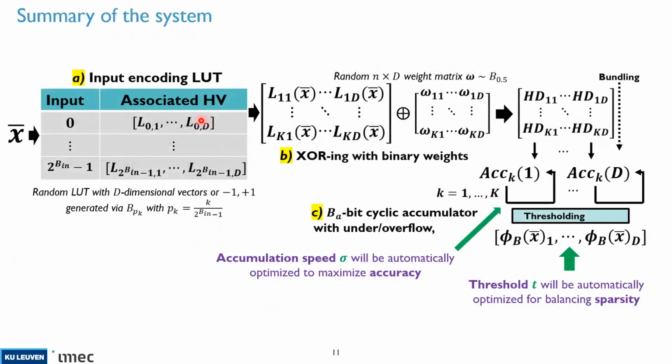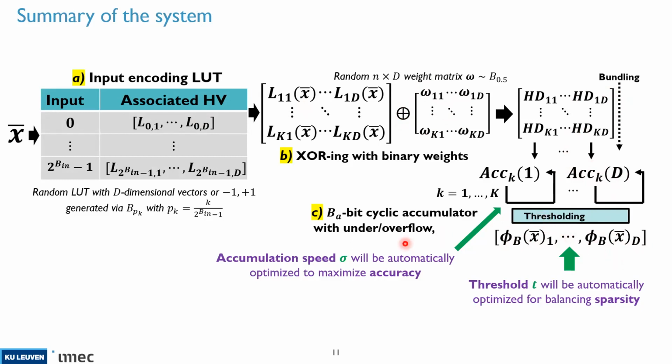Okay, and this slide summarizes the HTC encoder circuit that we use in our framework. So the input vector X is first projected into hypervectors using this lookup table. Then we have element-wise XORing with that weight matrix. Then here we deviate a bit from, for example, the spatial code approach, where we do the summation with these cyclic accumulators with overflow and underflow that provide a form of cyclic behavior here. And then we threshold them to get a thresholded version of the random Fourier feature map.